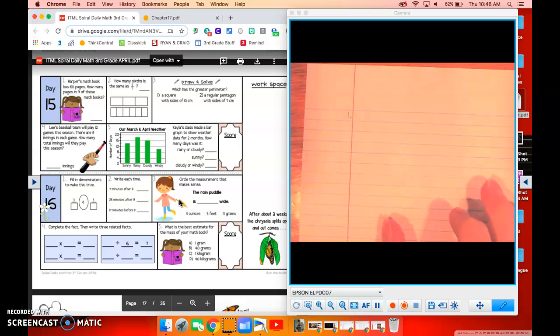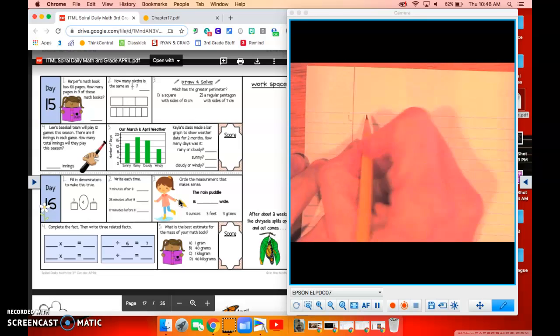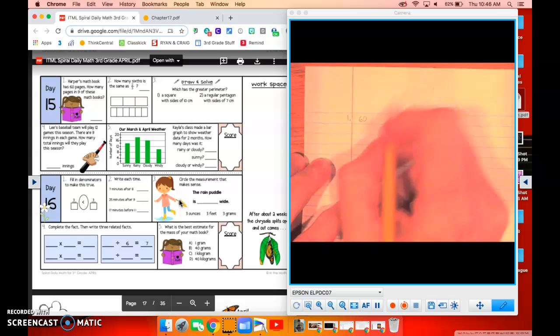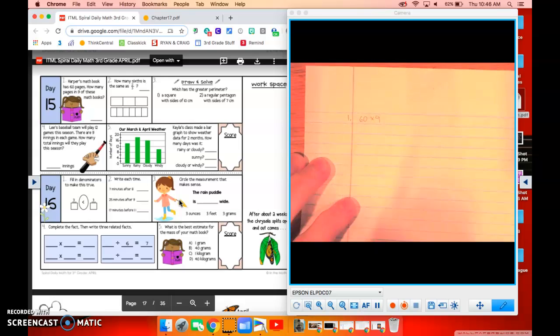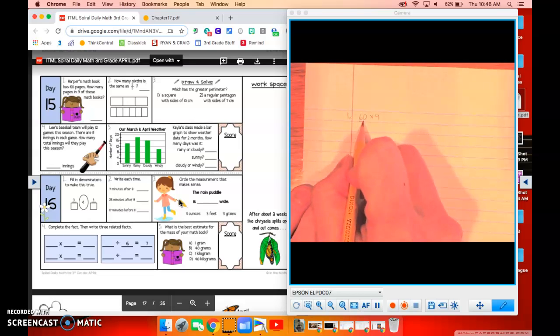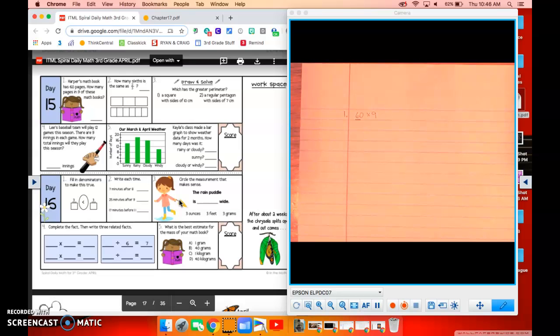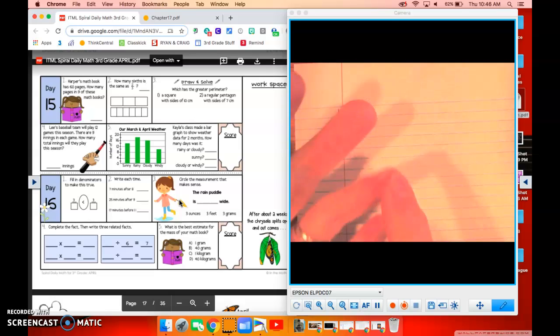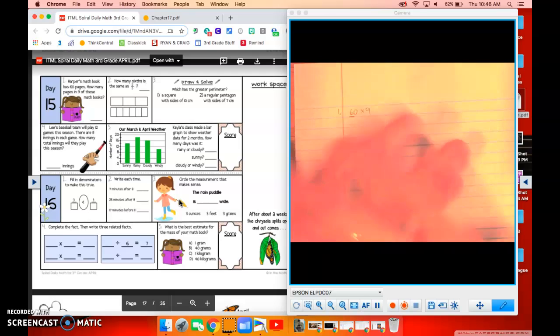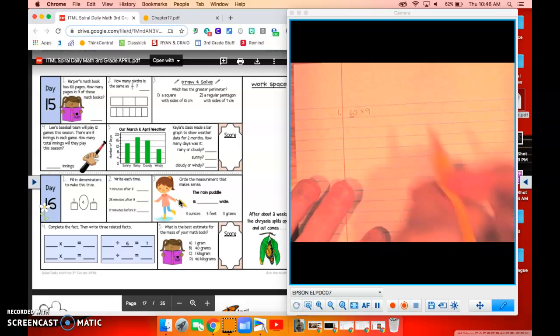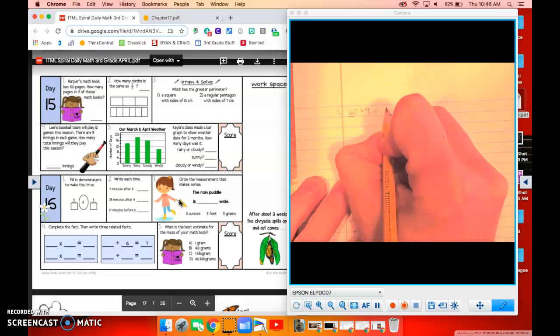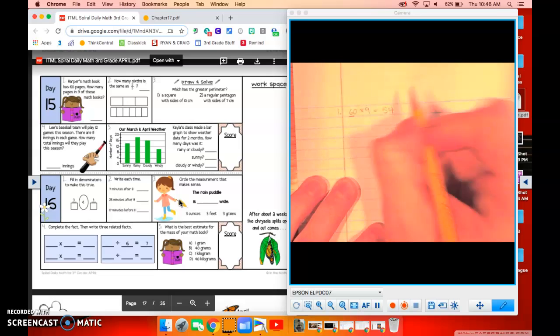Harper's math book has 60 pages. How many pages in 9 of these math books? So we're going to take 60 for the pages times the 9 books. Now we really don't have to do 60 times 9. We can do 6 tens times 9. Okay? So 6 times 9, we got that one. Let's see, 1, 2, 3, 4, 5, 6. Cover that one down. 54. So 6 times 9 is 54.